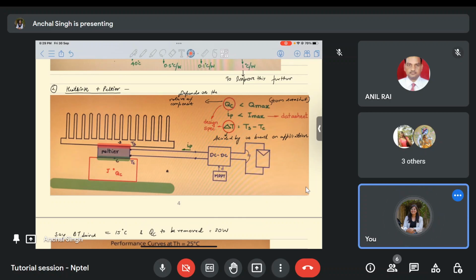And also this delta T, what we want, comes from this system. What is the temperature of this side and what is the temperature we are desiring for the heat sink? That will determine our delta T. Okay, so based on our application, we will decide QC and delta T values, and then based on these values, we will try to pick up a Peltier module whose ratings are not exceeded. This delta T should be less than delta T max. This will also come from the data sheet, right?